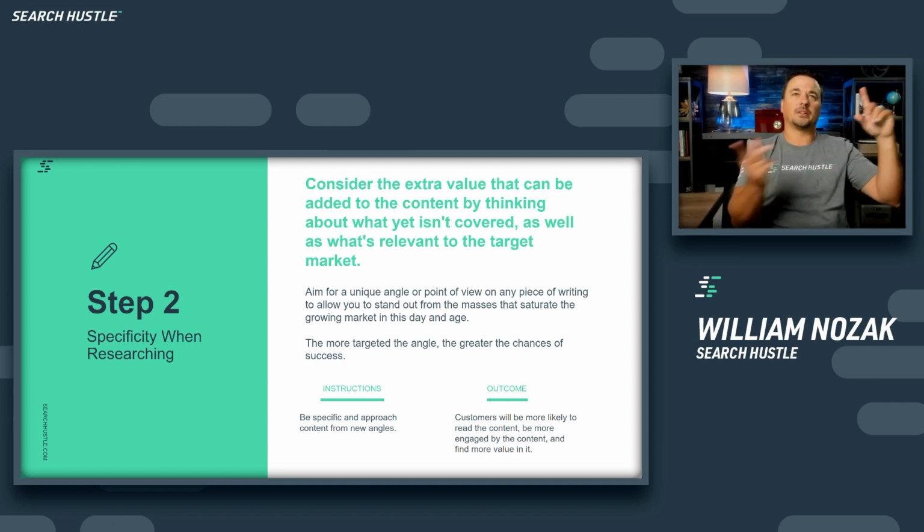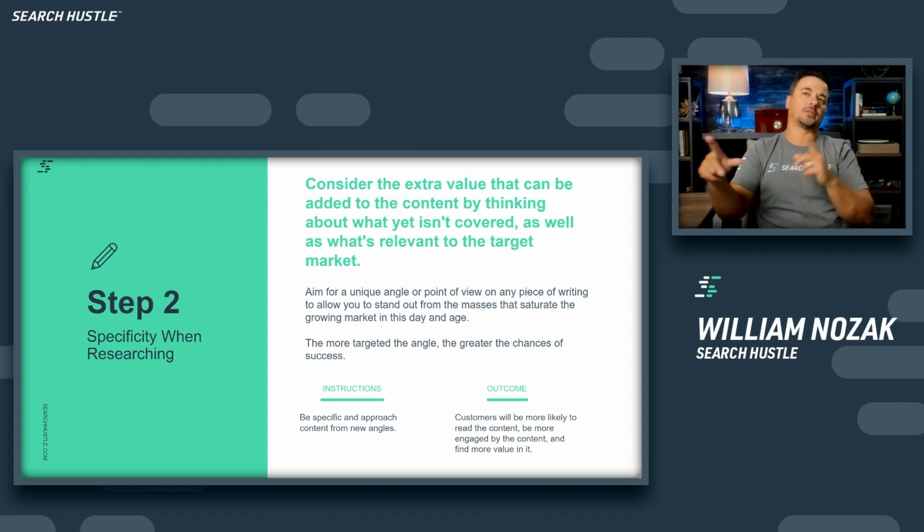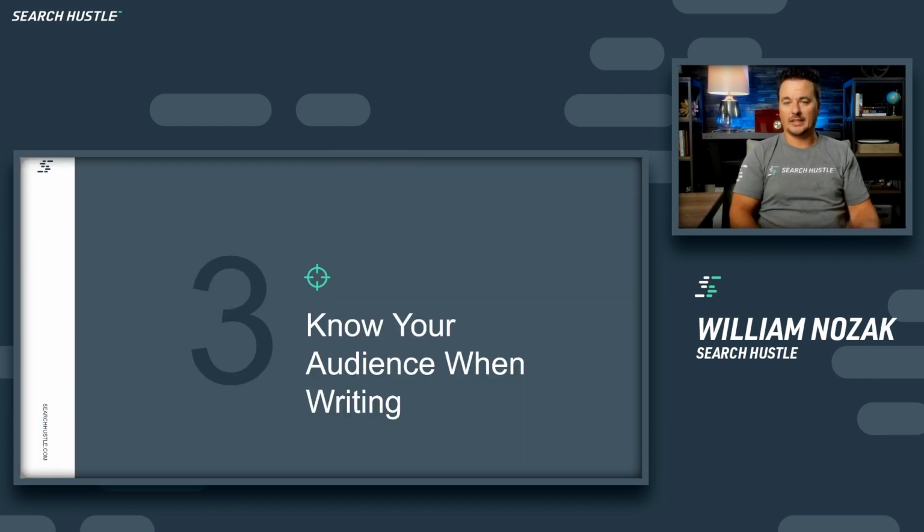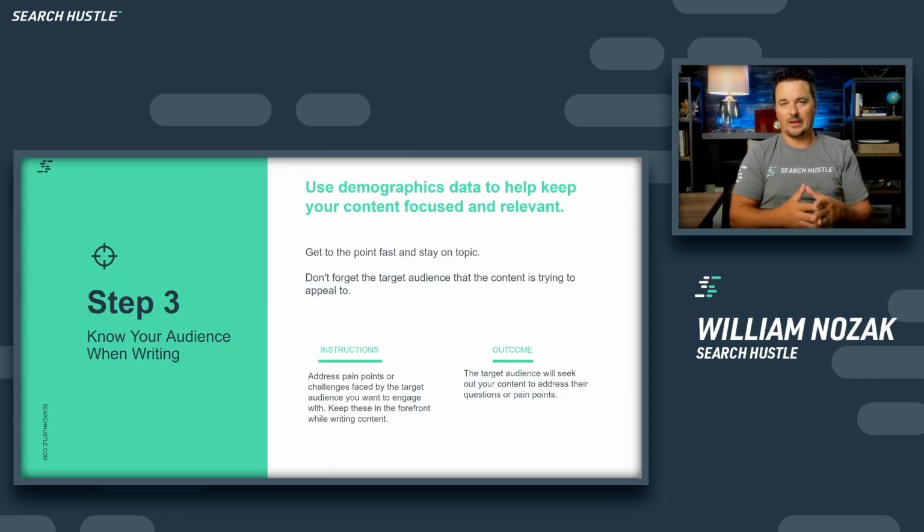So be specific and approach content from new angles. If people have written, these are why we do this, you might write an article saying this is why we don't do this. Things like that, or here are more reasons why we do this. So customers will be more likely to read the content, share it, like it, come back to it. Know your audience when writing. So use demographic data.